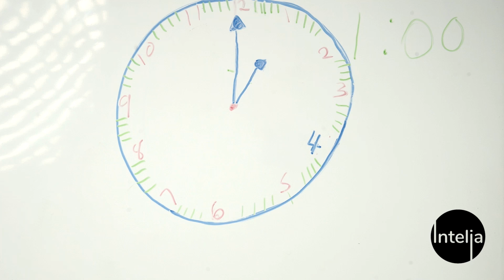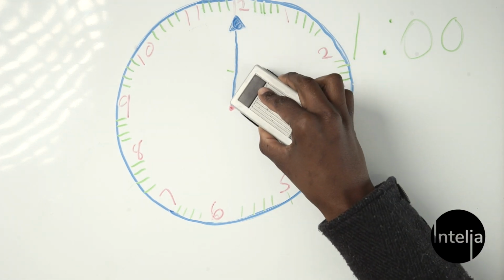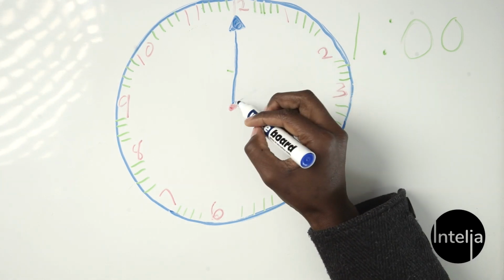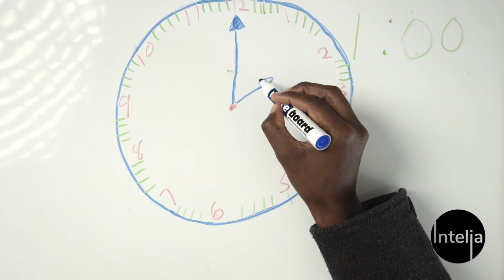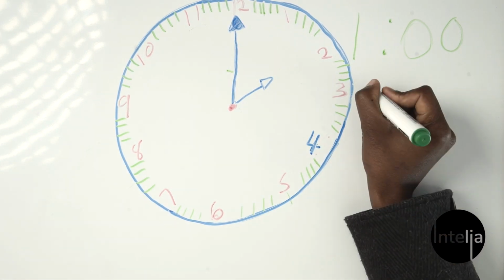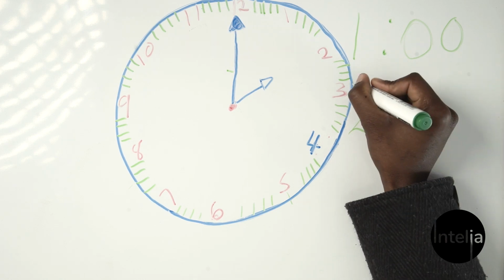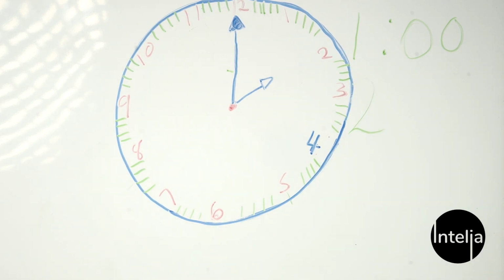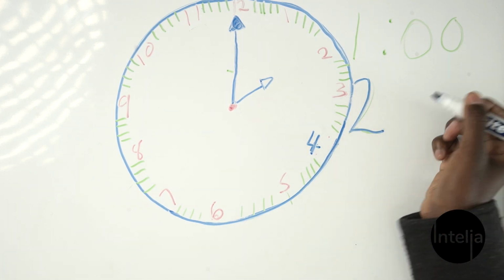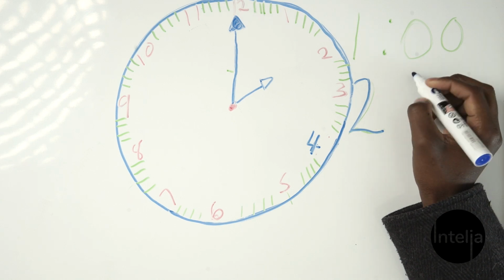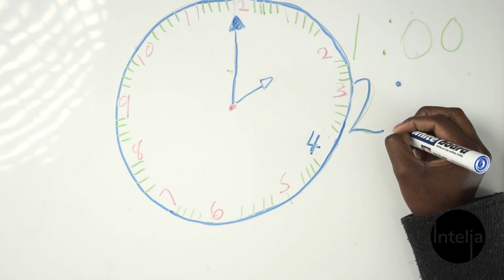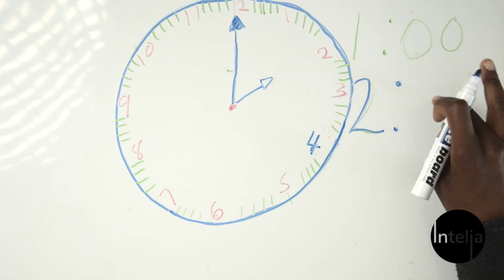So let us do another example. Our hour hand is now pointing at 2. So our time is 2 o'clock. You write it here. I'm just going to use another marker so that you see properly. You see, 2 o'clock. Always, always, always put these 2 dots in between the hours and the minutes.